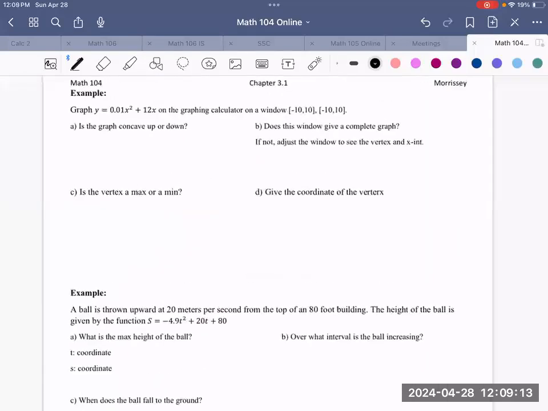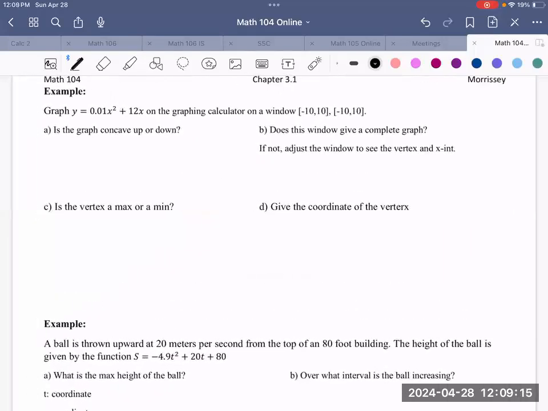Let's see what we have up next. So now a more applied problem. It says graph y equals 0.01 x squared plus 12x on a graphing calculator on this particular window. Is the graph concave up? Does this window give a complete graph? If not, adjust the window to see the vertex and the x-intercept. Is the vertex a max or a min? And then give the coordinate.